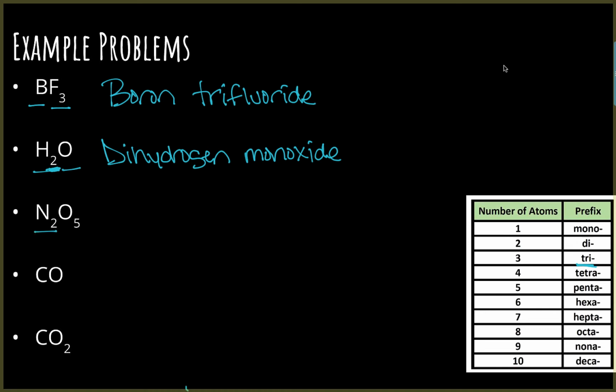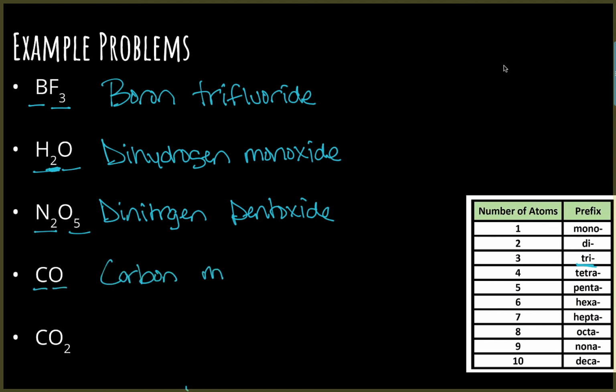Next one, 2 nitrogen, so dinitrogen. 5 oxygen, pentoxide. Next one, 1 of each, carbon monoxide. And the last one, carbon dioxide.